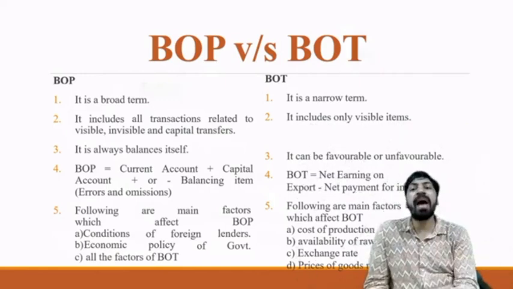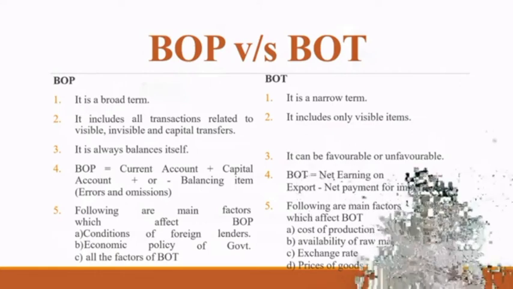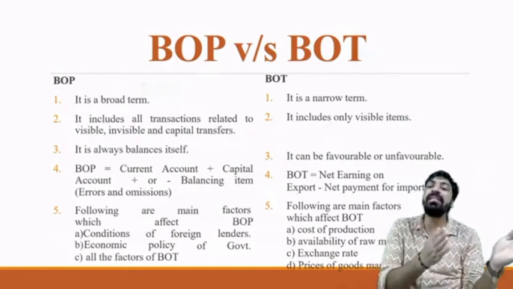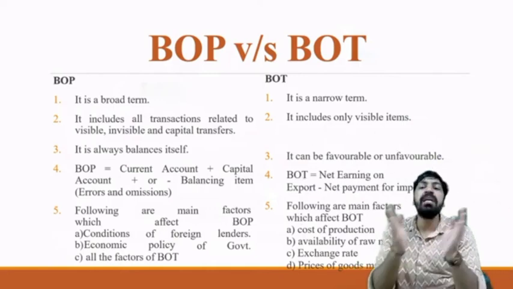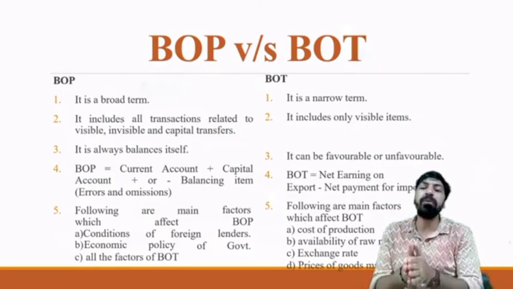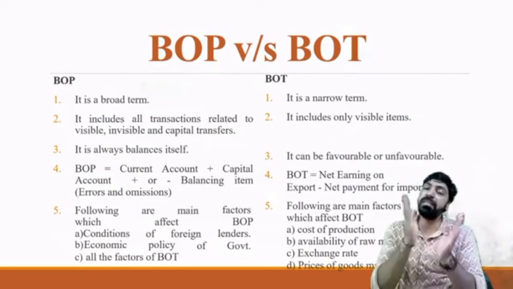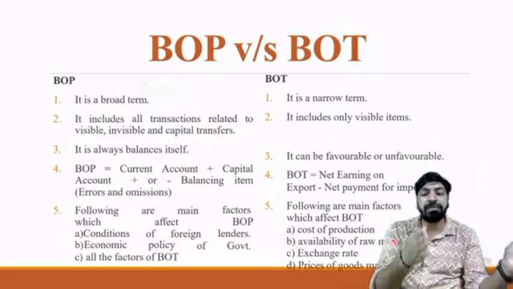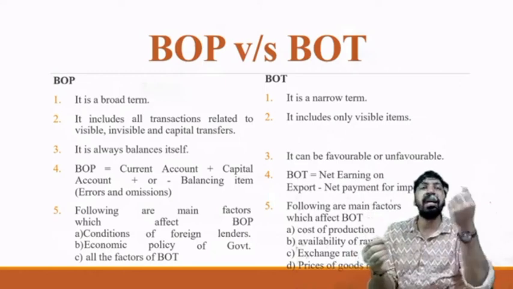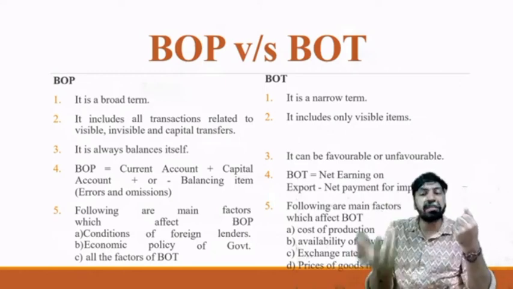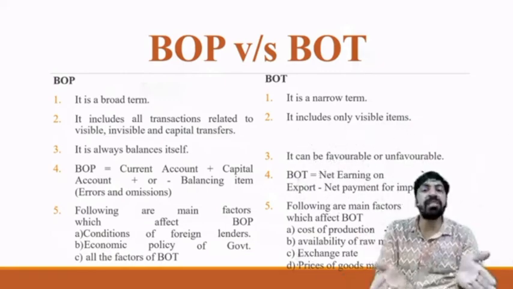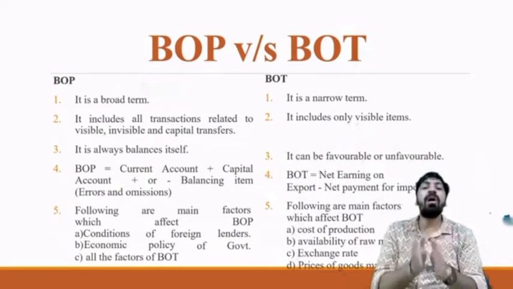When we talk about the balance of trade, it equals the net earnings on exports and the net payments for imports. Whatever difference comes between the net earnings on exports and the net payments for imports is called the balance of trade. That means a difference between export and import. So whatever earnings are received from export and whatever payments are made in case of import, the difference between them is called the balance of trade.